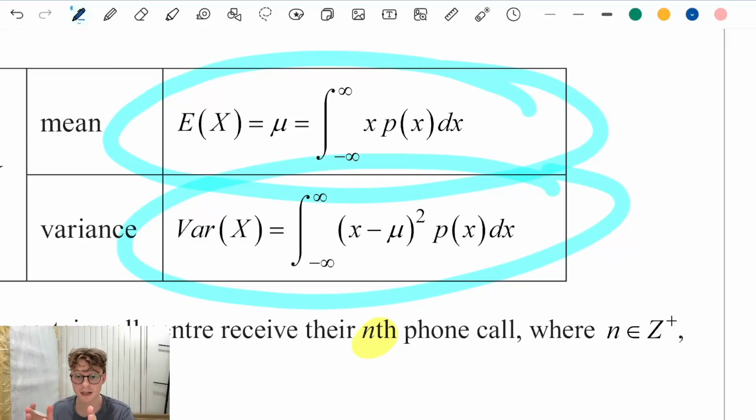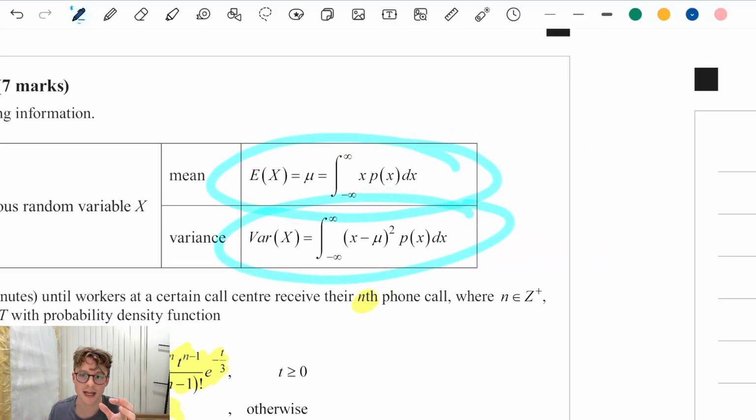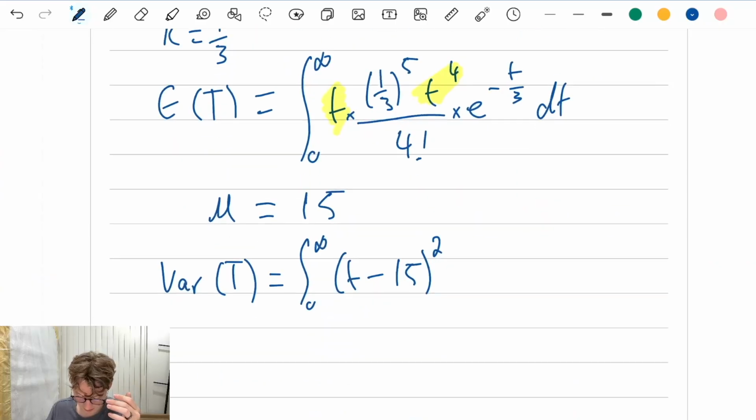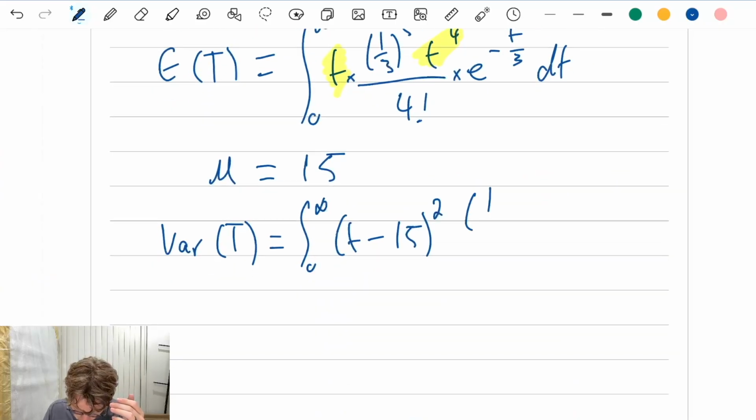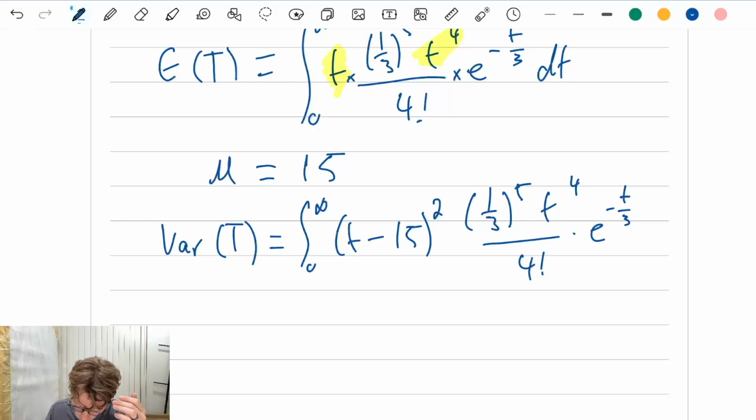Sorry about all the swiping back and forth. I'm just making sure we can see that this is coming from our formula over here. Again, P of X or P of T or F of T in this case is just the function I'm using. The function I'm using is going to be 1/3 to the power of 5, T to the power of 4 over 4 factorial multiplied by E to the minus T over 3, all to T.